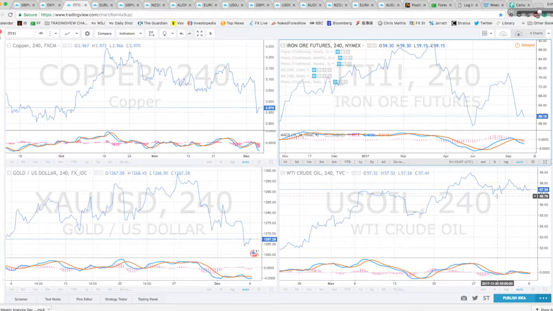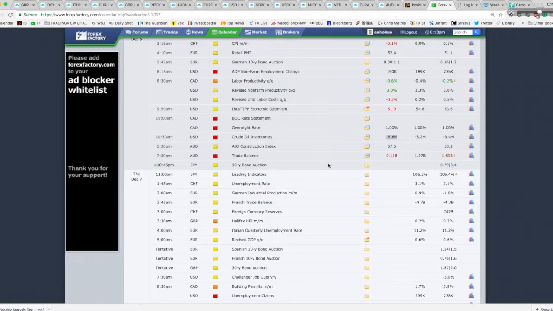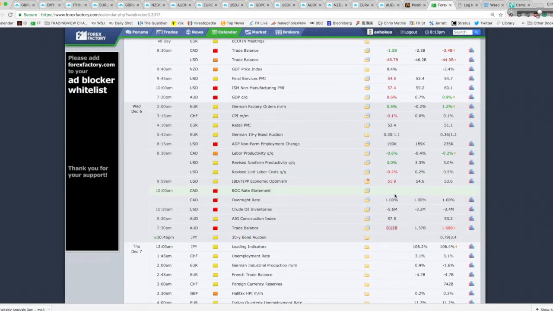But all in all, I think the oil market is still quite supported. Of course, that's a good element for the Canadian dollar. Then an hour ago, we had the trade balance from Aussie. Once again, a negative number to continue pushing Aussie to the downside. Okay, so that's the major news today.